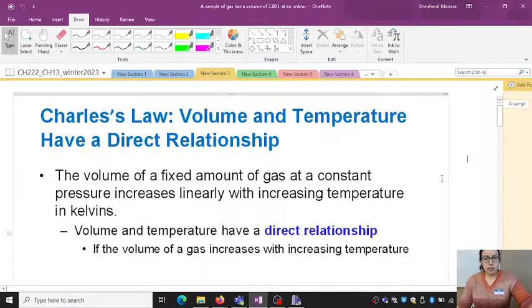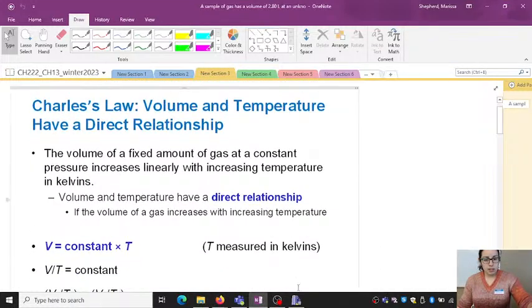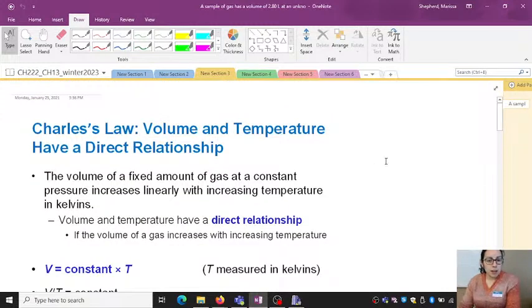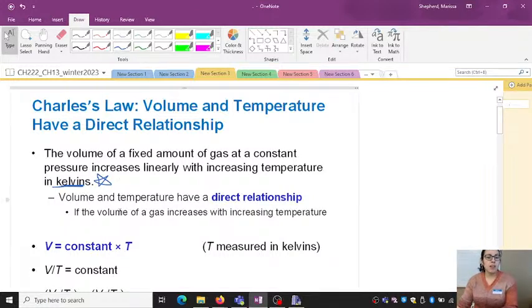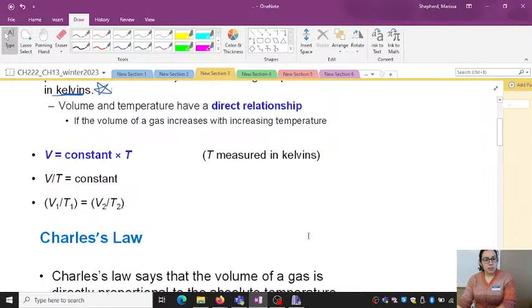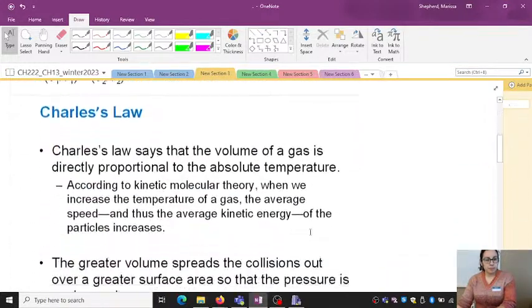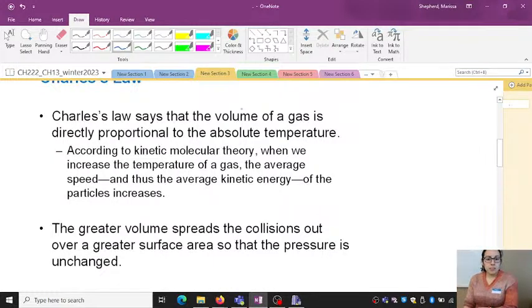Now let's look at volume and temperature. The volume of a fixed amount of gas at a constant pressure increases linearly with increasing temperature, again in kelvins. So star that, it again has to be in kelvins. Volume and temperature have a direct relationship. The volume of a gas is directly proportional to the absolute temperature. That just means in Kelvin.